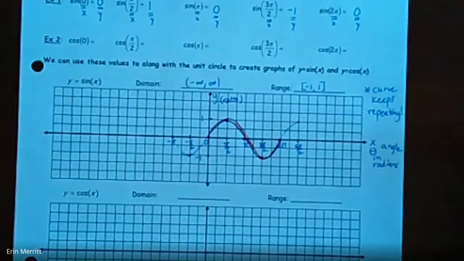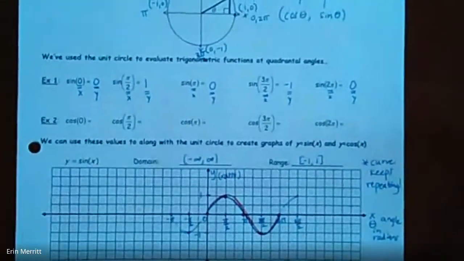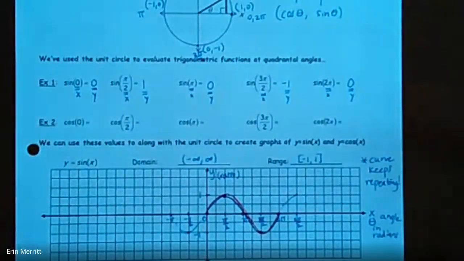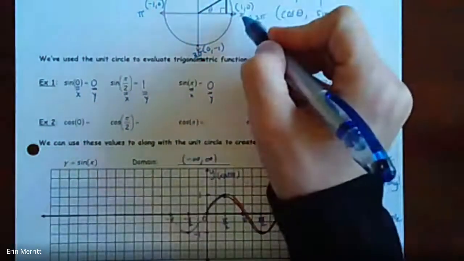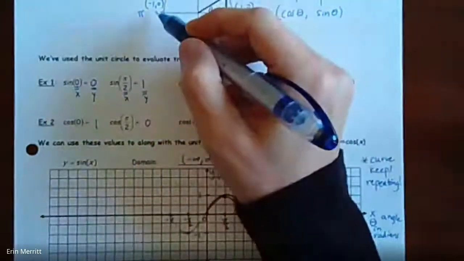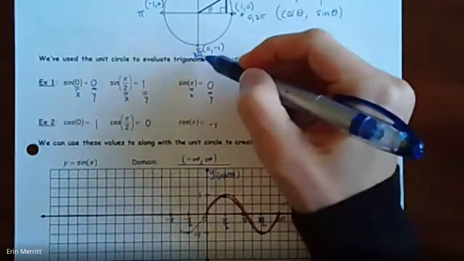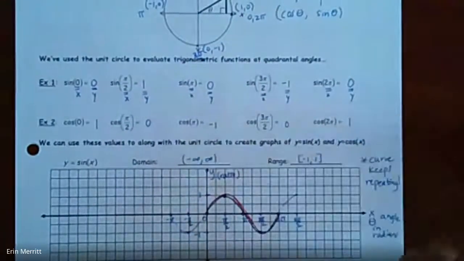All right, so let's do the exact same stuff for cosine. I'm going to go a little bit faster for cosine. Keep in mind, you can pause the video, you can rewatch it again, but cosine is equivalent to the x value. So at 0, the x value is 1. At pi over 2, it's 0. At pi, it's -1. 3 pi over 2, it's 0. Back to 2 pi, it is at 1.